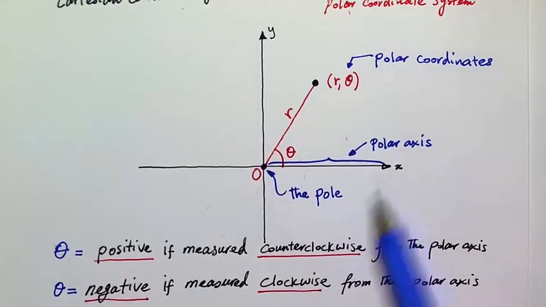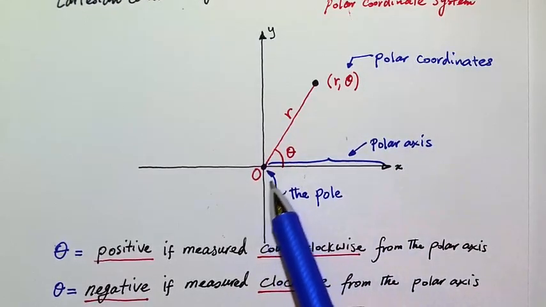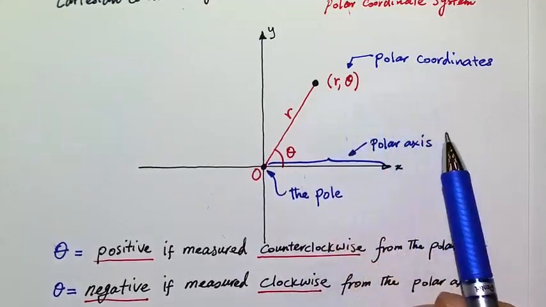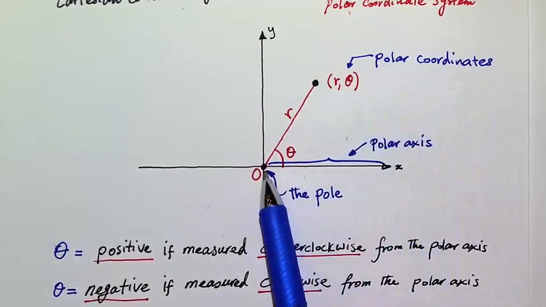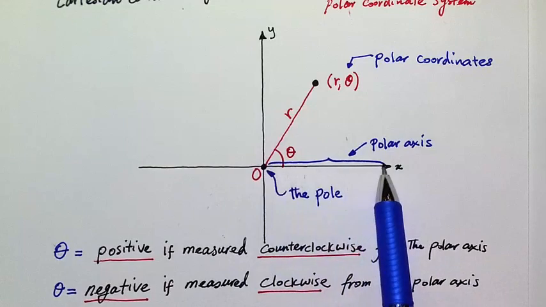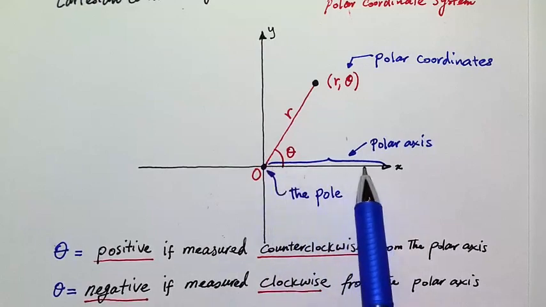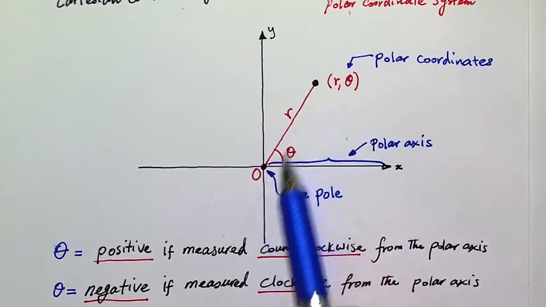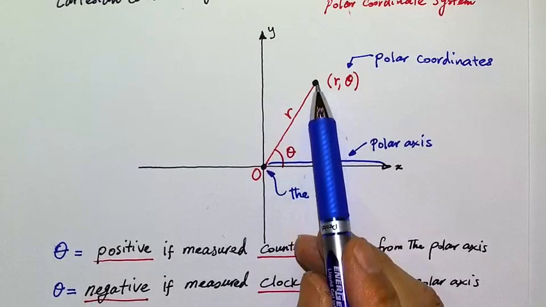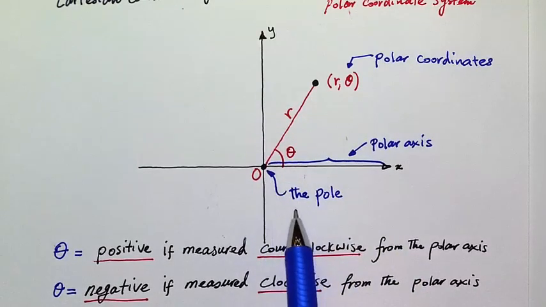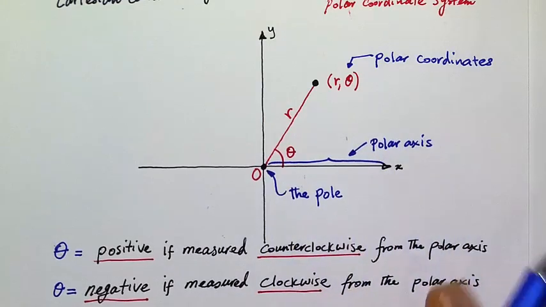Now in this figure, we're identifying some of the terminology associated with polar coordinates. First of all, that's what it's called, polar coordinates. But this positive side of the x-axis is called the polar axis. And theta represents that angle between the polar axis and the line from the origin to that point. And the origin is called the pole within the polar coordinate system.